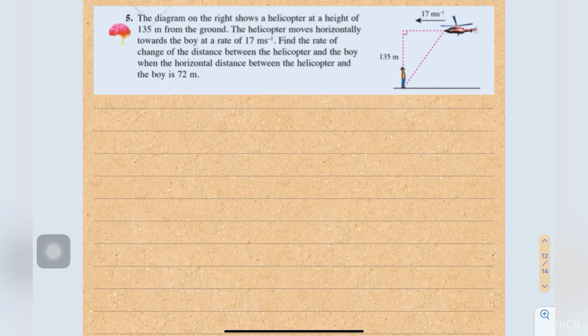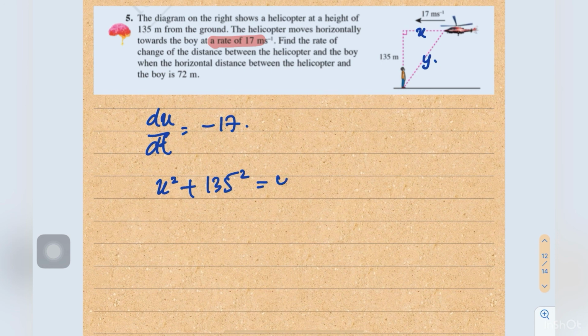Now let's say the clue is red. So red here. Let's say this is x and this is y. The rate of x is dx/dt. It moves to the left, so negative 17. Here we have a right angle triangle, so we know the relation by using Pythagoras theorem: x squared plus 135 squared equals y squared.